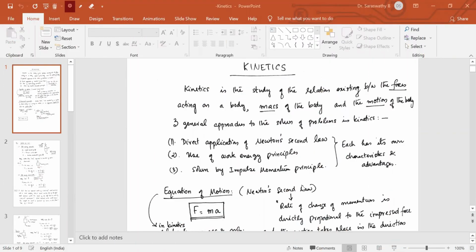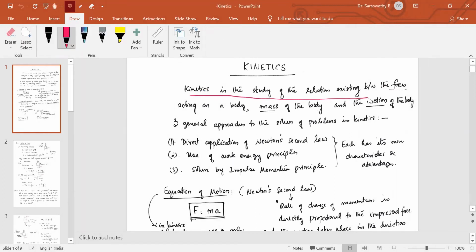Good morning. Today I'm going to discuss kinetics, module 4 of engineering mechanics, dynamics. Kinetics is the study of the relation existing between forces, mass of a body, and the motion of the body. In problems of kinetics, we will always be making use of the terms mass, force, inertia, and the relation between them. There are three general approaches for the solution of problems in kinetics.